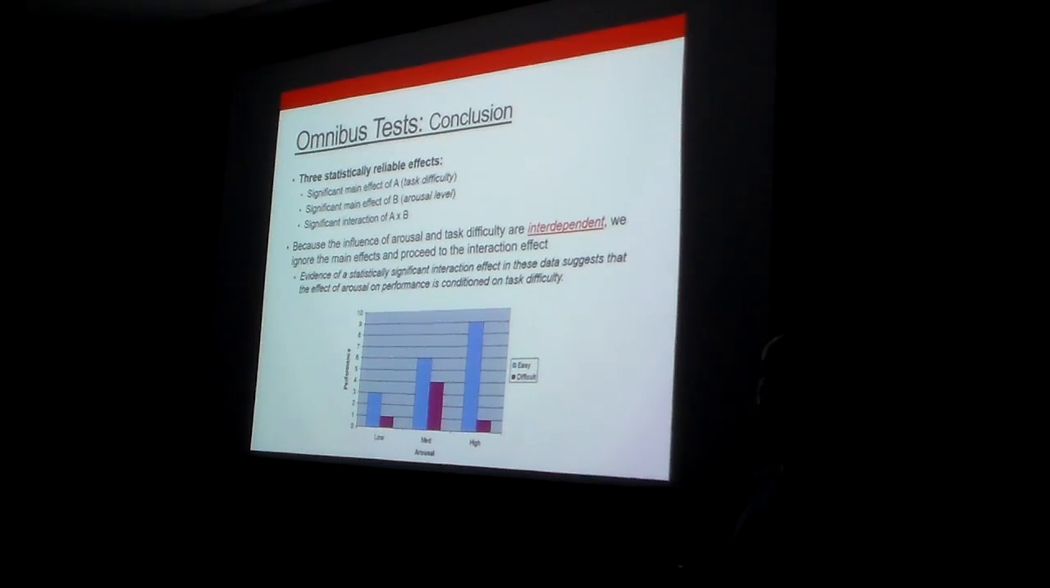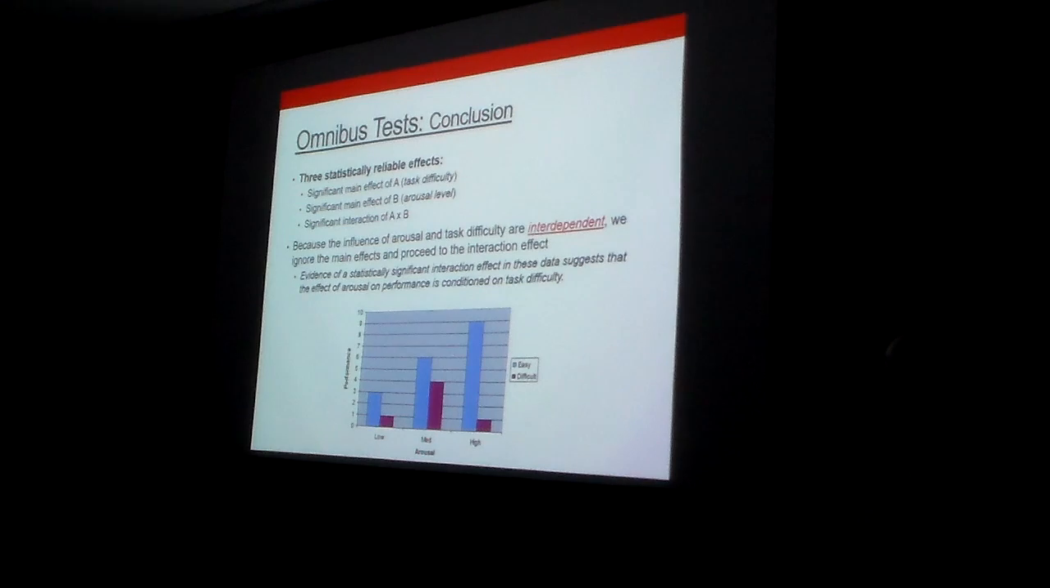Perfect. If we're talking about easy tasks, as we go from low to moderate to high levels of arousal, our performance is increasing. So if we're doing something easy, as we get more activated, our performance increases. But Nick, what's the relation between arousal and performance when we're talking about difficult tasks? There seems to be an optimal level of medium. Right, at moderate levels of arousal we see the highest performance, relative to difficult tasks at low or high levels of arousal.